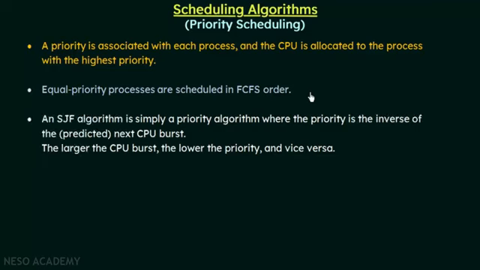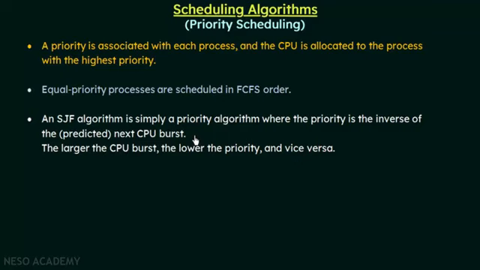In the previous lecture, we studied shortest job first scheduling, and here we can define it in terms of priority scheduling like this. An SJF algorithm is simply a priority algorithm where the priority is the inverse of the predicted next CPU burst. The larger the CPU burst, the lower the priority, and vice versa. So shortest job first scheduling is basically just priority scheduling where the priority is determined by the next CPU burst. We have seen that in shortest job first scheduling, the process with the smallest next CPU burst is the first to get the CPU.